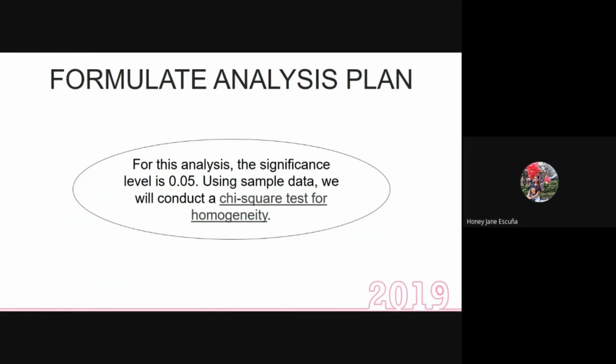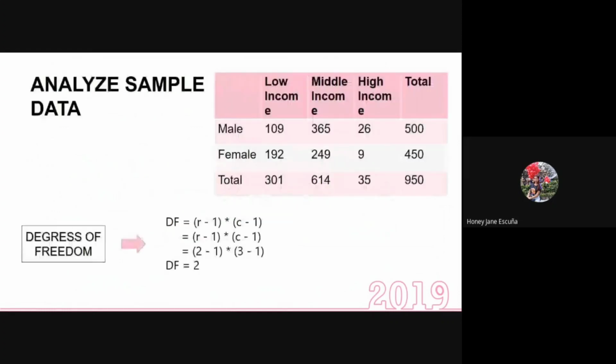Next is to analyze sample data. First thing to do is to solve for our degrees of freedom. The formula for solving our degrees of freedom is df equals r minus 1 times c minus 1, which means r is the number of populations and c is the level for the categorical variable.